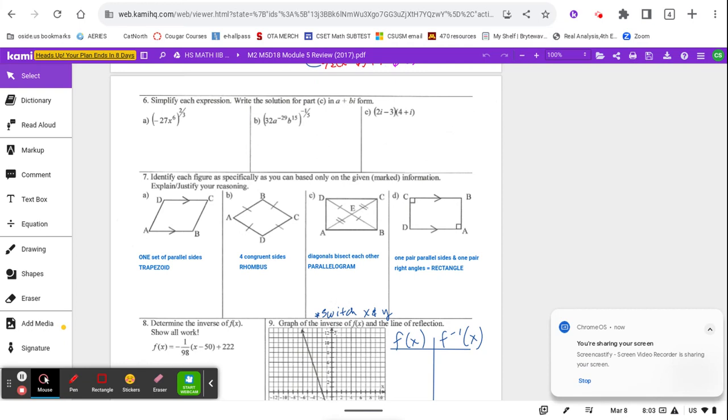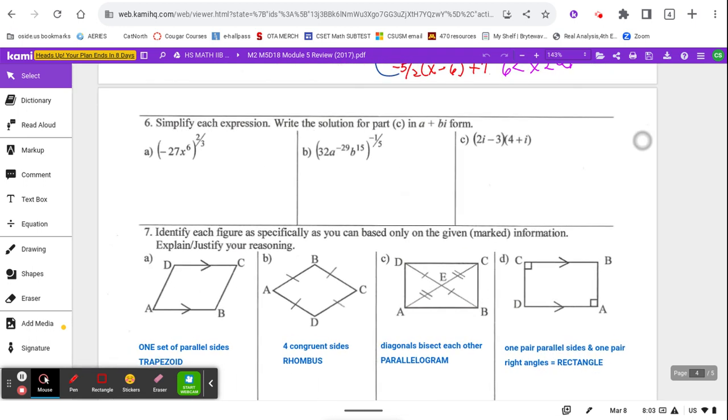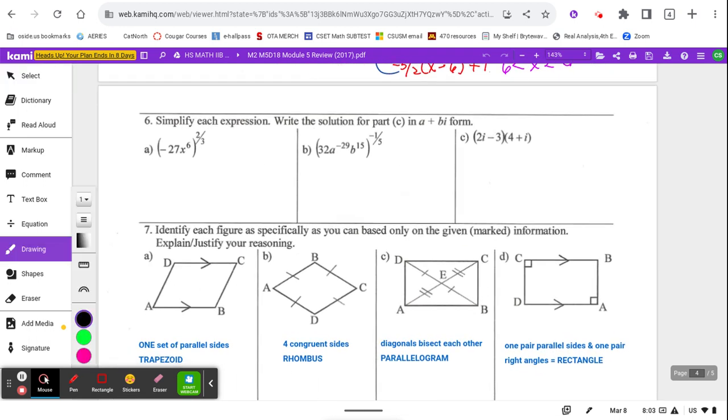Okay, for these top three, let's do the last one. Let's do the FOIL where we're being asked to multiply things that have an i. So we're going to start by just treating it like a variable. So 2i times 4 makes 8i. 2i times i makes 2i squared. Negative 3 times 4 is negative 12. And then negative 3 times i.